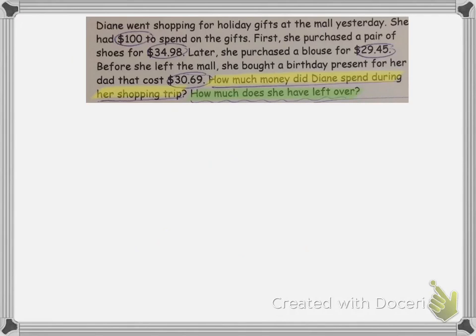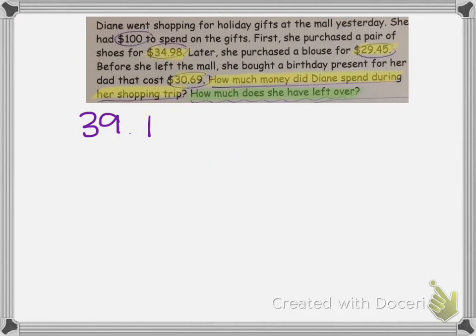I want to know how much money she spent during her shopping trip first. That's my first question. So I'm going to look at all the numbers that we're told she spent. She spent $34.98, $29.45, and $30.69. So I'm just going to work with those numbers first. So I need to add them up.